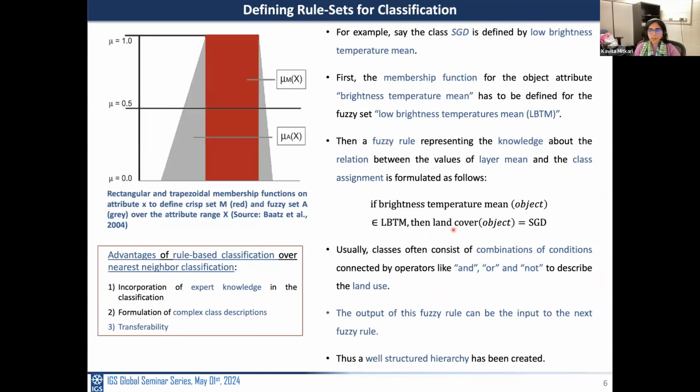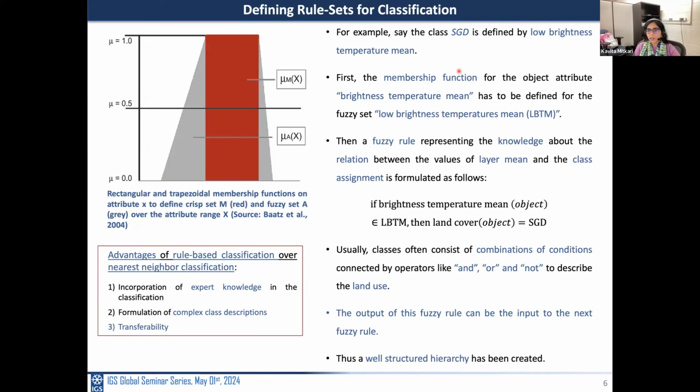Then the rule sets are formed for performing the classification. In my study, I have used the rule-based classification because of certain advantages of rule-based classification. We can form complex class descriptions here, and also these rule sets are transferable. This is not the case with nearest neighborhood classification.